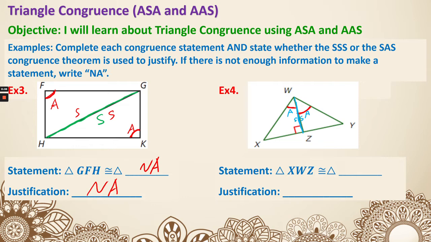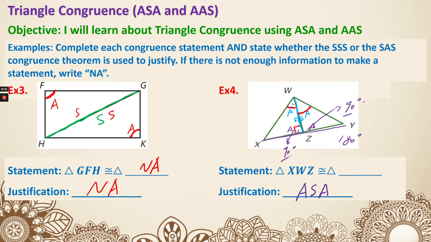Lastly, when we have a straight line, that's basically 180 degrees. So if this is 90 degrees, that's also guaranteed to be 90 degrees. And these two angles actually will be the same. So that means we do have another angle, and the side is in the middle between the angles, so it's included. That is actually going to be angle, side, angle.